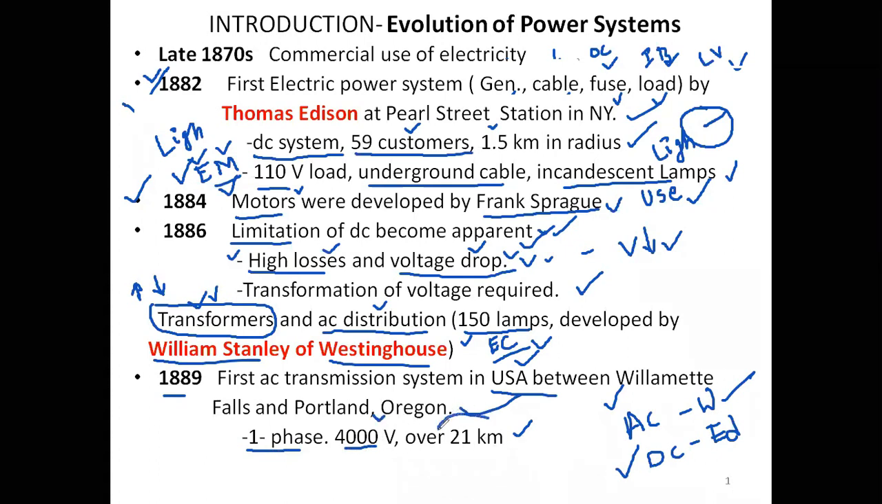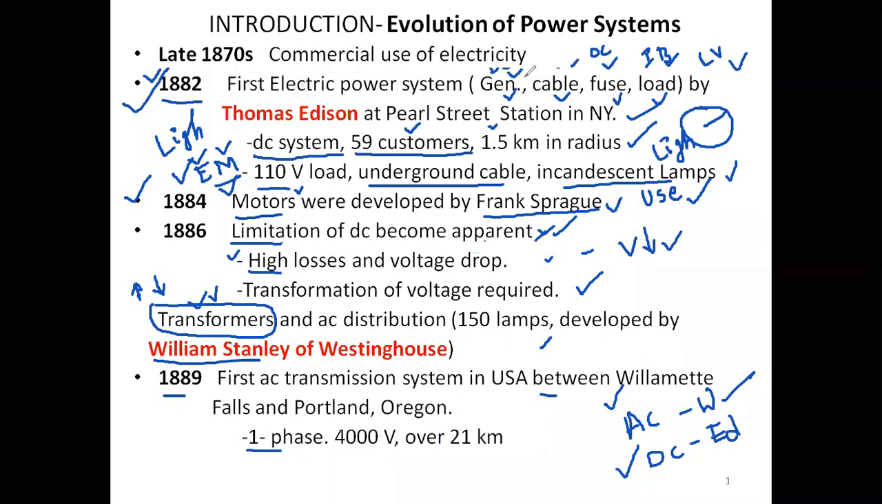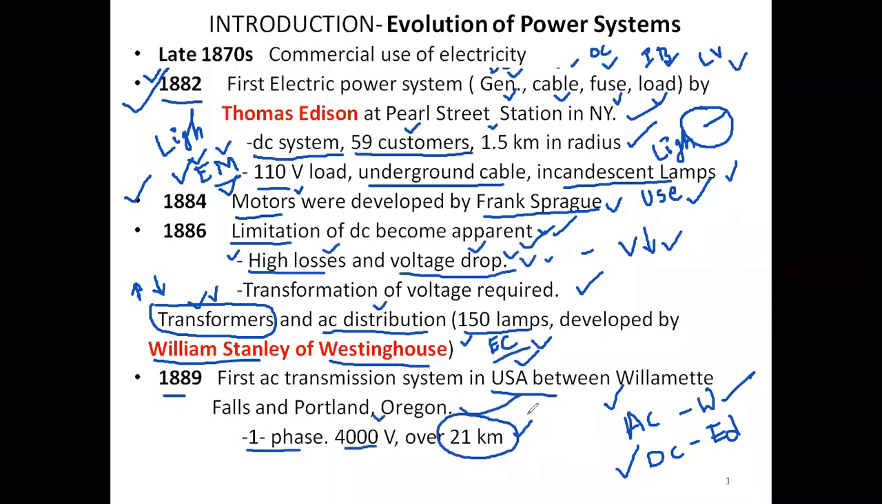This 21 kilometers was a great distance at that time, because by using DC it was only 1.5 kilometers. But by using this AC transmission system, it was 21 kilometers. It is a very long distance compared to DC, where we had only 1.5 kilometers.